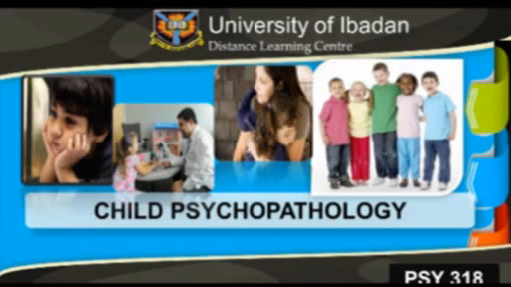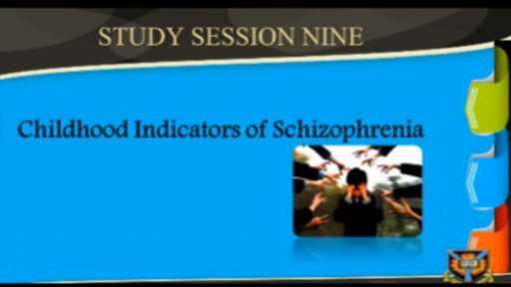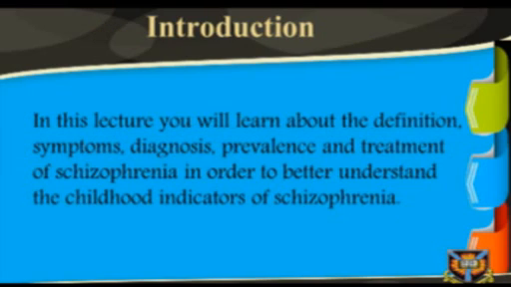Welcome to PSY 318, Study Session 9, Childhood Indicators of Schizophrenia. Introduction. Schizophrenia is a profound psychological disorder that affects thought, perception, and mood. In this lecture, you will learn about the definition, symptoms, diagnosis, prevalence, and treatment of schizophrenia in order to better understand the childhood indicators of schizophrenia.